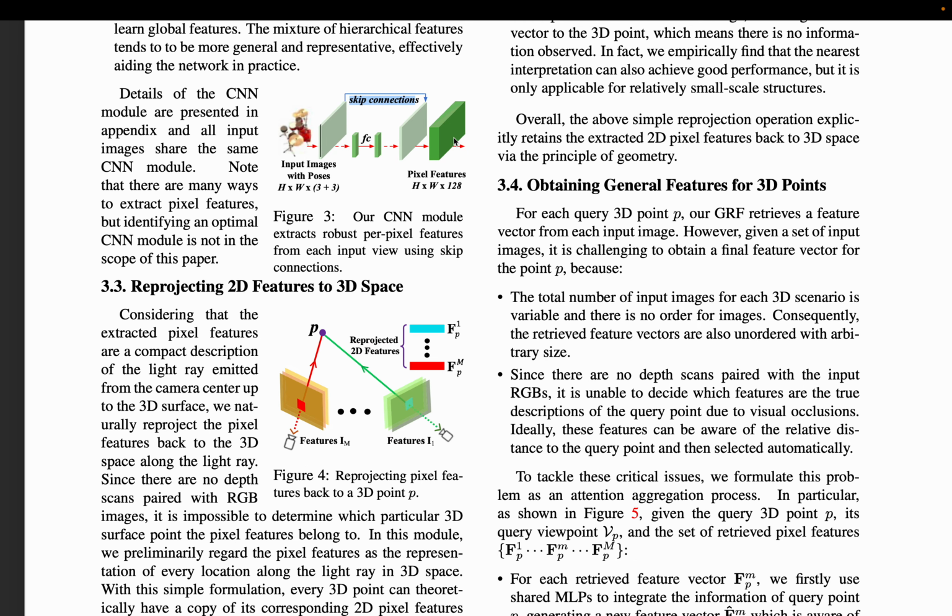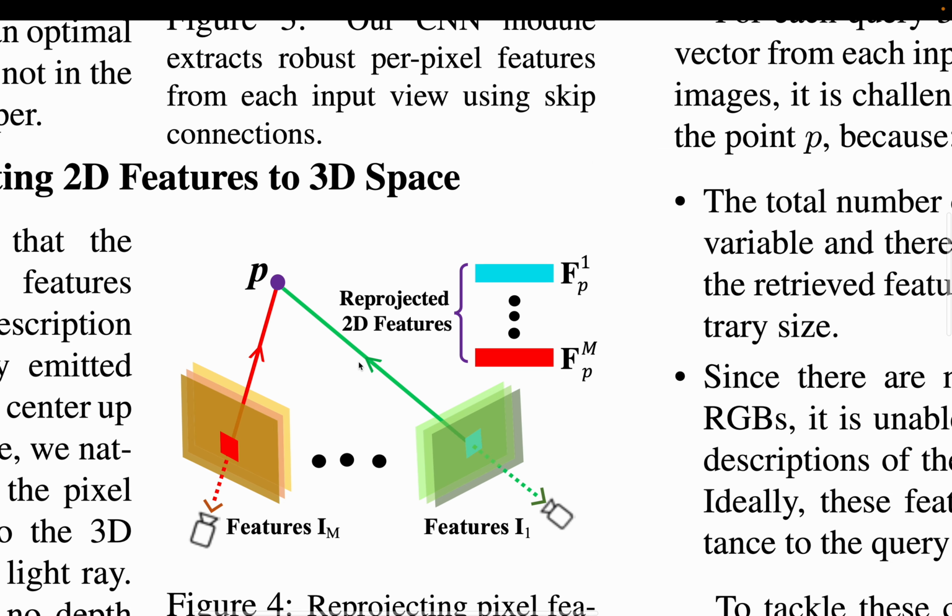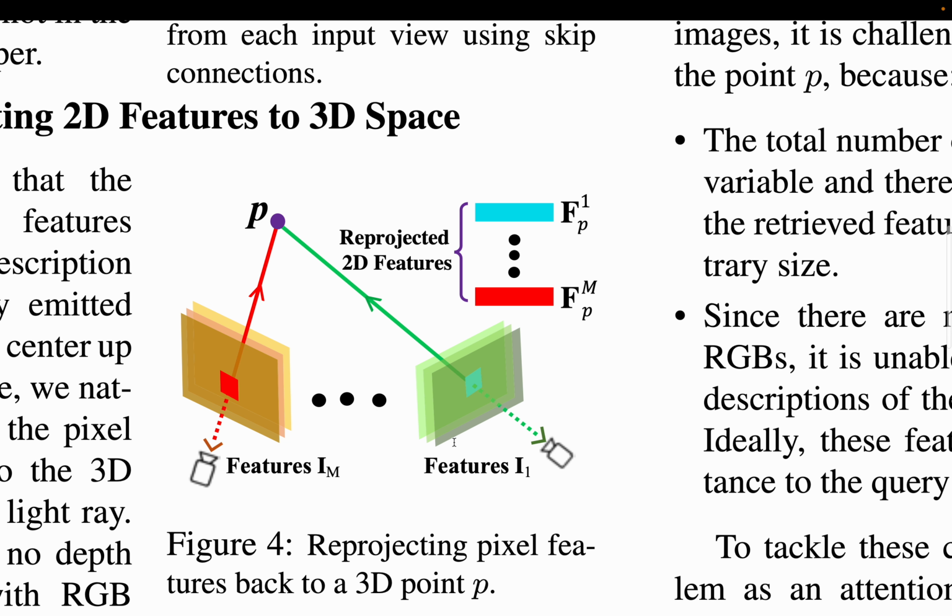Okay, so that's how the features are created, and then those features are aggregated later on. We are going to discuss that. So once we have the features for each image, we can reproject them. Well, and then for the point P, we have a list of M features.